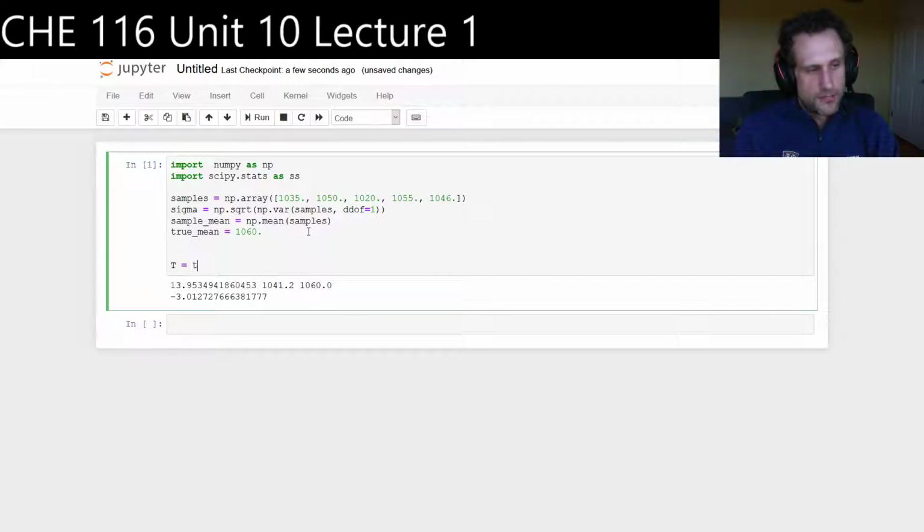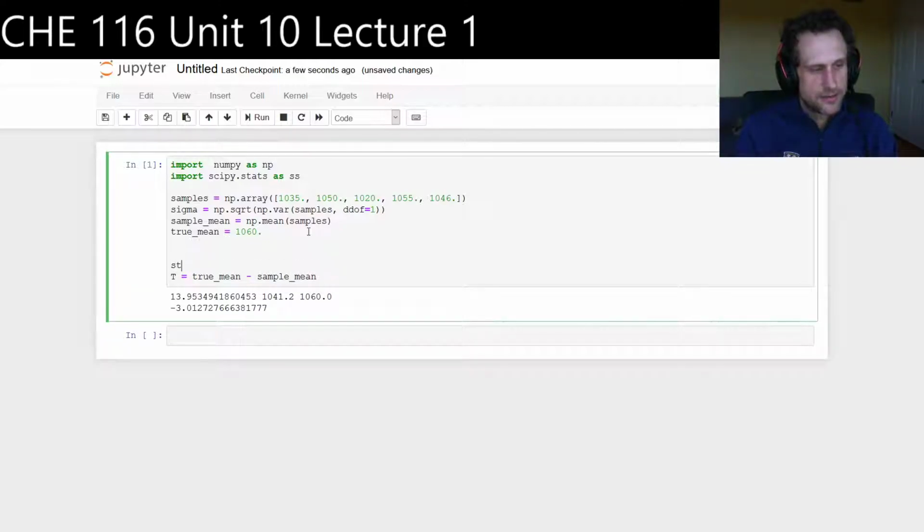So I will take my true mean minus my sample mean. Okay, and I need the standard error. And remember, the standard error is just sigma over the square root of the number of samples. I don't even need to compute the t. Let's just use the distribution directly. We know from our homework that I want to compute the probability of an interval.